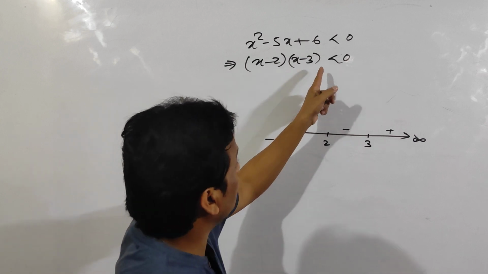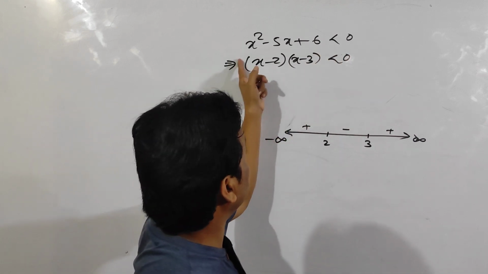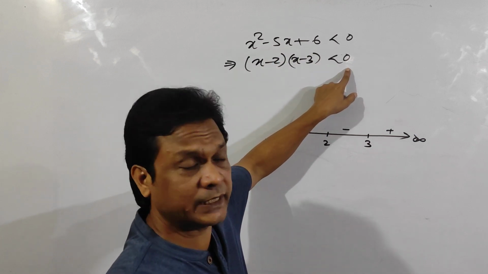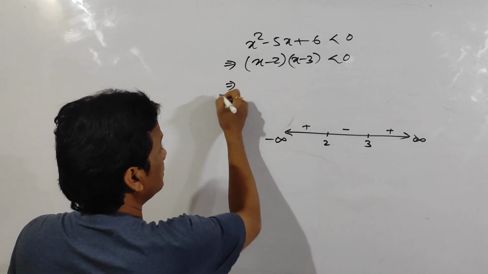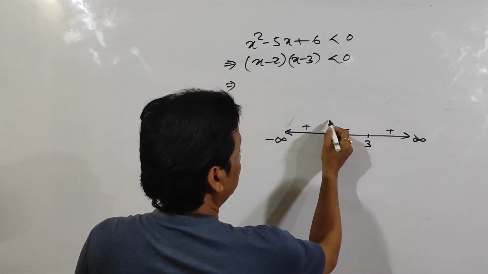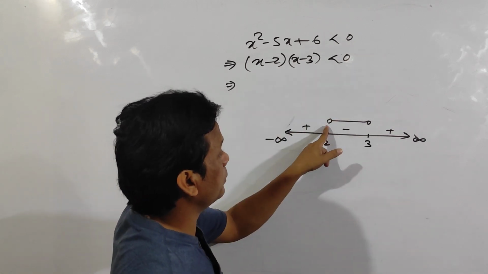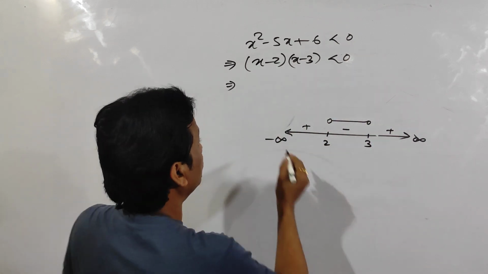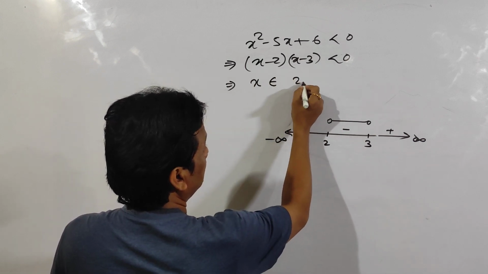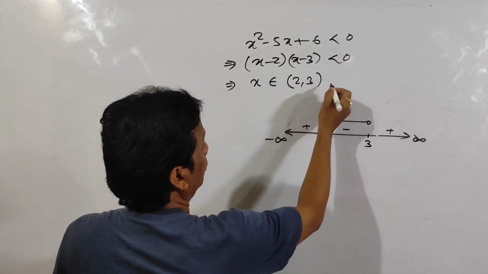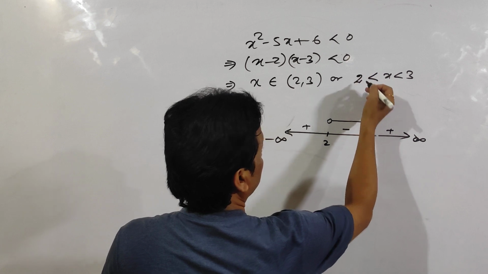Okay. So what is your aim? You should find out the values of x so that this expression will be negative. Less than 0 is negative, and negative is this part. Clear? So your requirement is this part. There is no equal to sign, so I am excluding 2 and 3. So that means x belongs to the open interval (2, 3). Or you may write x is less than 3 and greater than 2. This is the answer.